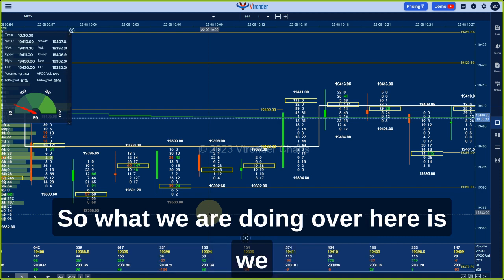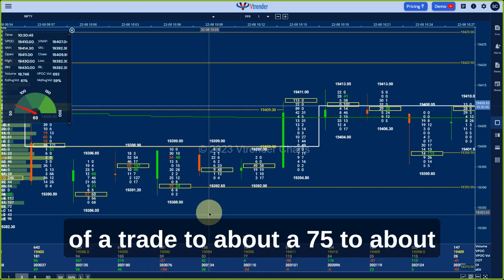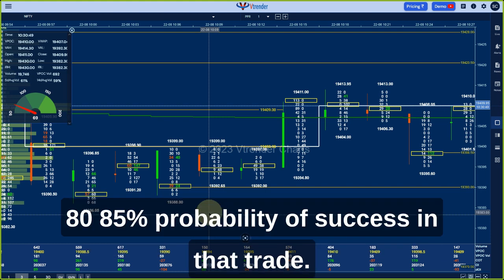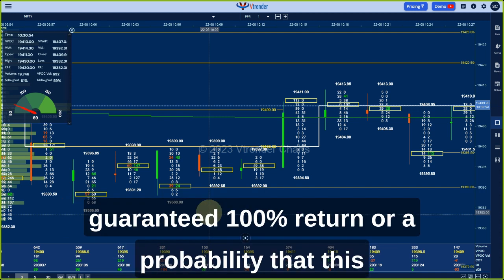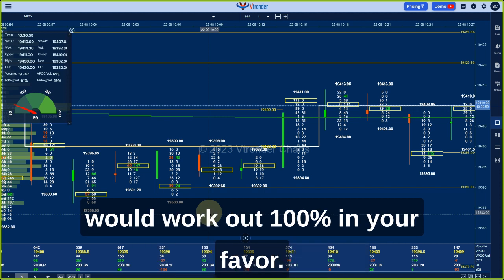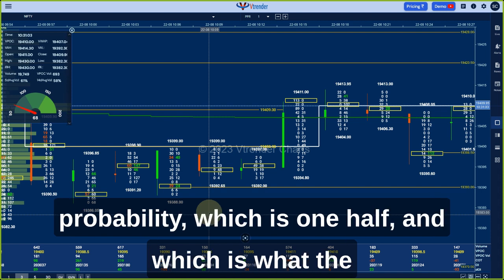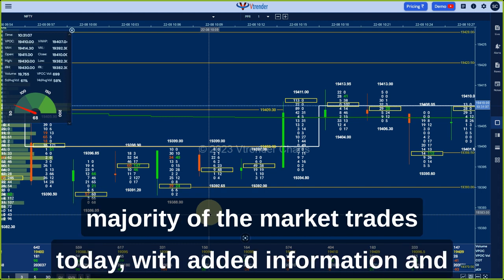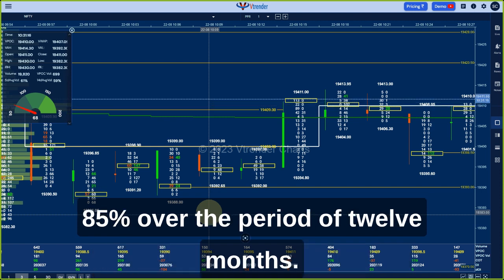So what we are doing over here is moving ourselves from a 50-50 probability scenario of a trade to about a 75 to 80-85% probability of success in that trade. No trade is going to give you a guaranteed 100% return or a probability that it would work out 100% in your favor. But if you can bring those odds from about 50% probability, which is one half, and which is what the majority of the market trades today, with added and sharper information, you bring those odds to about 80 to 85% over the period of 12 months.